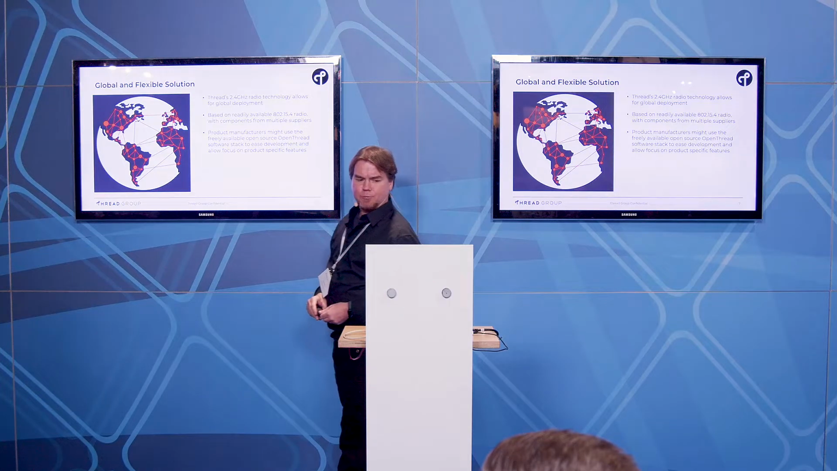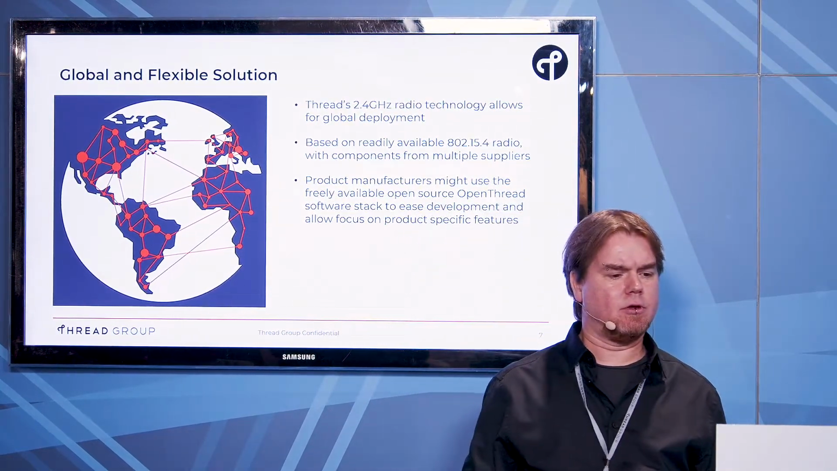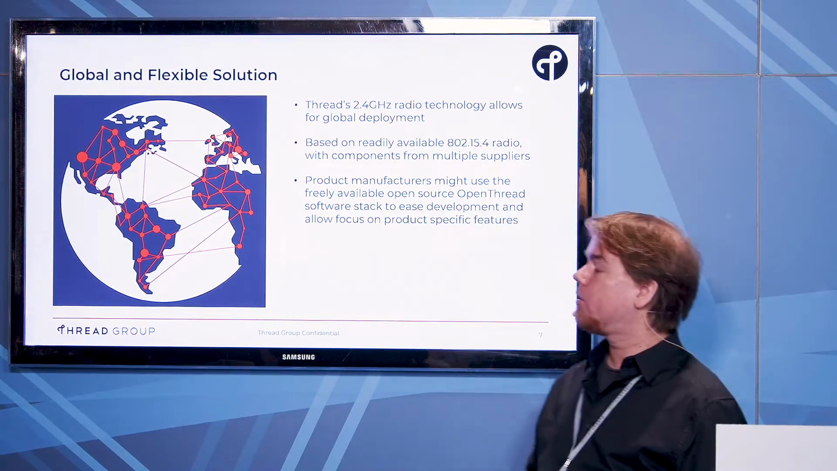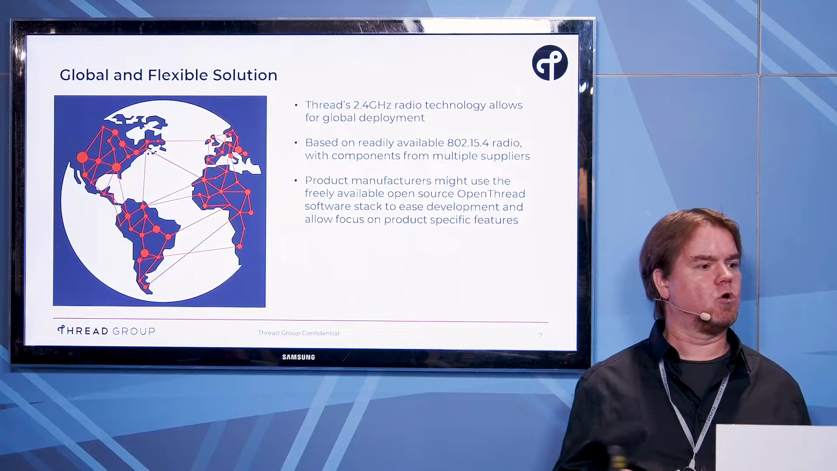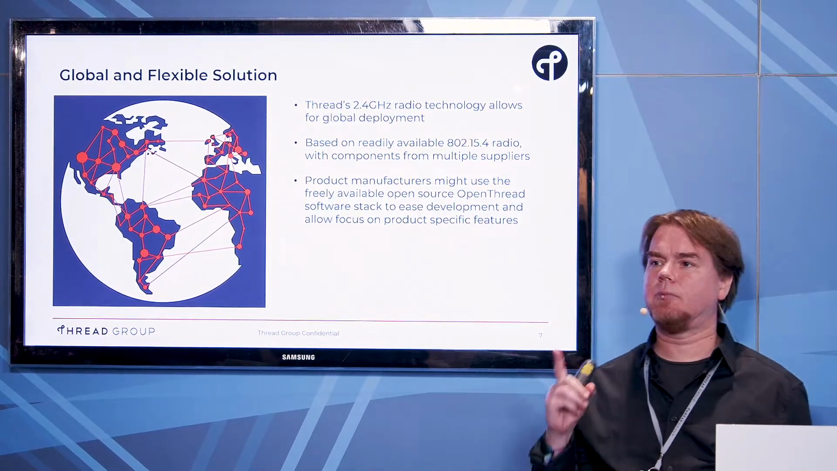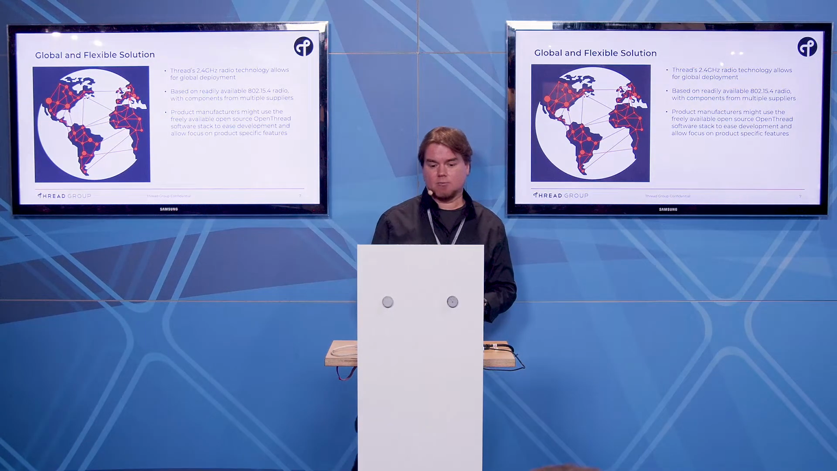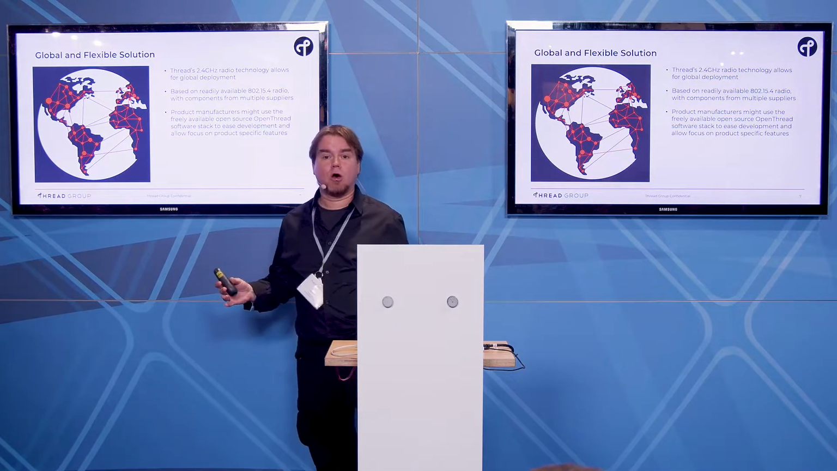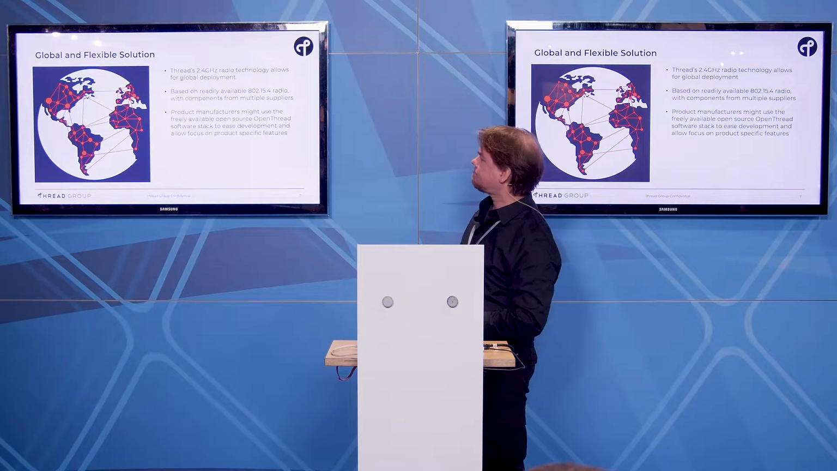Thread is a 2.4 gigahertz radio technology. And that is an important fact because 2.4 gigahertz is the wireless spectrum that is licensed to be used worldwide. So that is important for manufacturers of devices. It means that they can make one device that they can sell all over the world. It makes it very easy for them, contrary to some other frequencies that are different in different regions in the world.